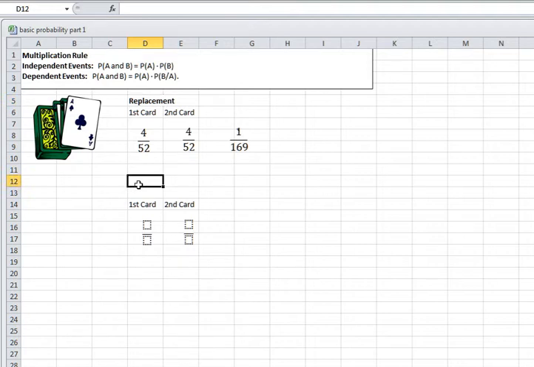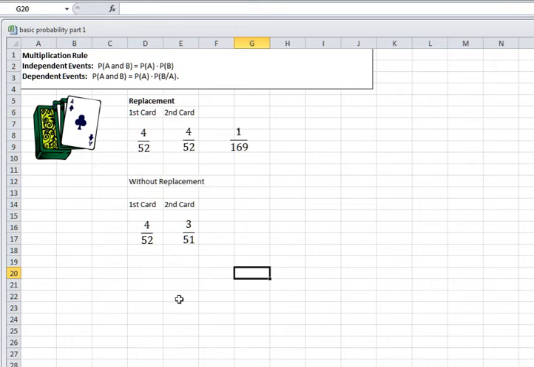Now, if it's without replacement, just think about this a little bit. The first card is still 4 out of 52, isn't it? But now you did not replace it, so there are only 3 aces left, and there are only 51 cards left. So your probability here is 1/13 times 1/17, and whatever that comes out to. But it changes the probability from 1 over 169. So you need to be careful of replacement and without replacement.